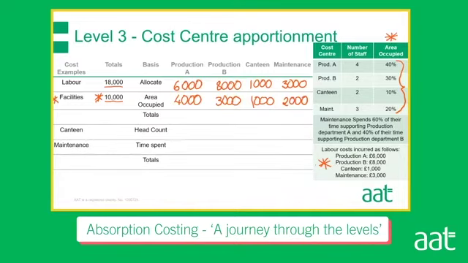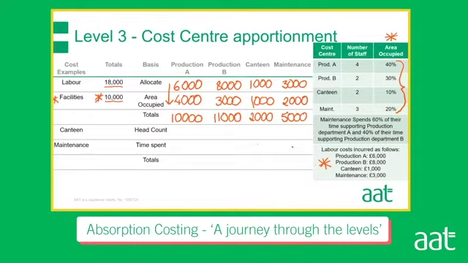So these are how apportionments work. We look for a logical way to share that cost over all of our cost centers. So once we've done that, it's simply a matter of adding up and seeing where we are. So on that basis, production A has got £10,000 worth of indirect costs sat in it. Production B, £11,000. Our canteen, £2,000 of indirect costs. And finally, maintenance, £5,000.